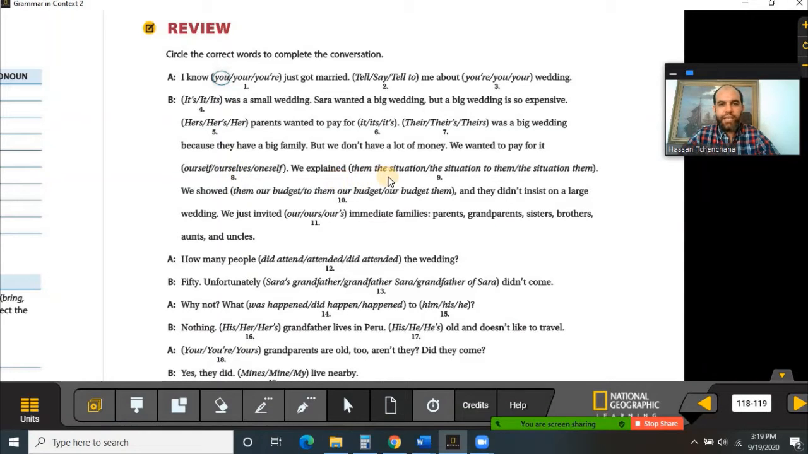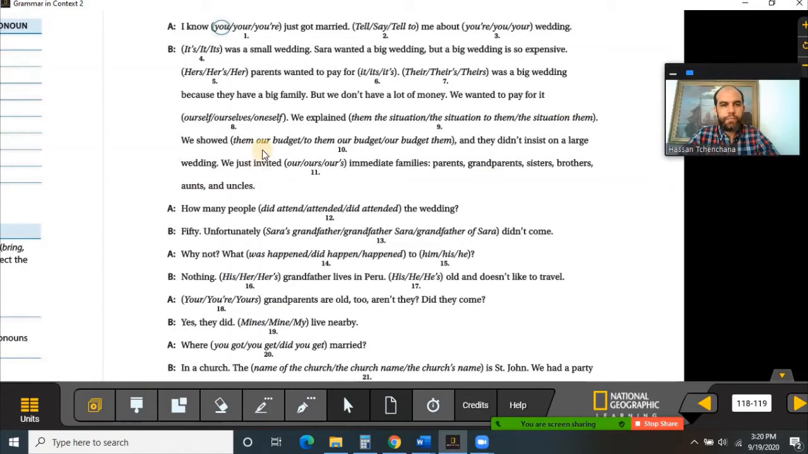We explained them the situation to them, the situation them. So the correct answer here is we explained the situation to them. The formula is you explain something to somebody. We can't explain them. We don't explain people. And if, of course, them refers to people, and we explain the situation them, no, this is missing the preposition to them.